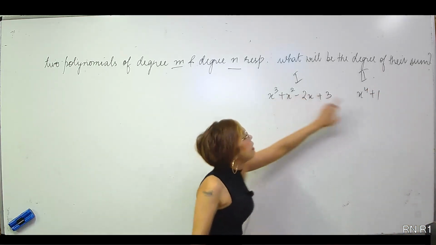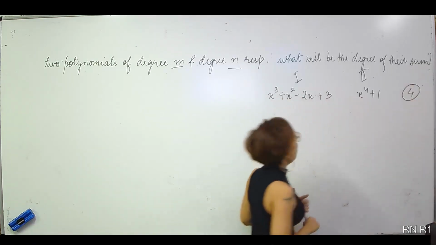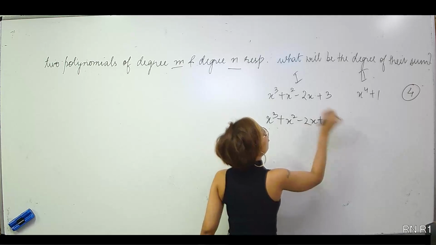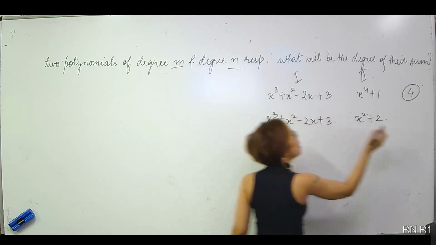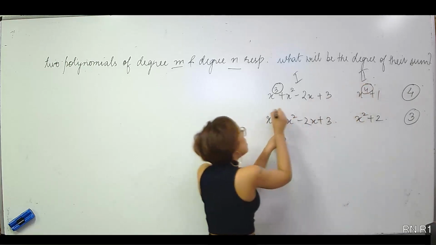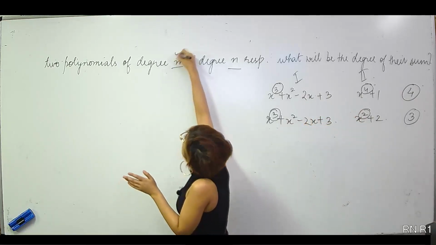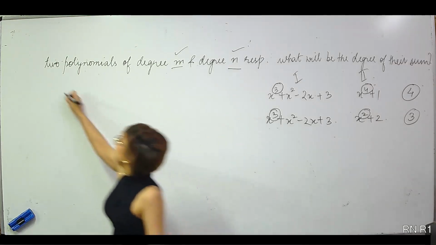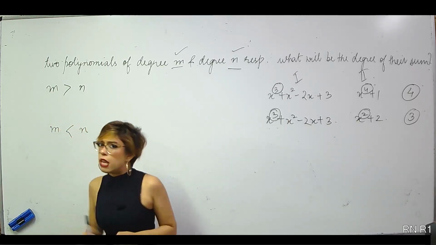Now if I add these two up, the degree of the sum would be 4. Okay, fine. Now again, I take the same polynomial here, and if I take the other polynomial to be x squared plus 3, and add these two up, my degree would be 3. So mind it, whether this is bigger or that one is bigger will make a difference in the sum. That means I need to compare between these two numbers. Either m would be greater than n, or m would be less than n. Is there any other case?